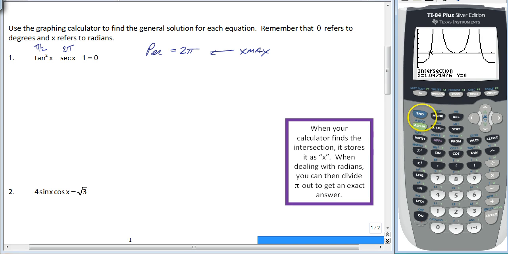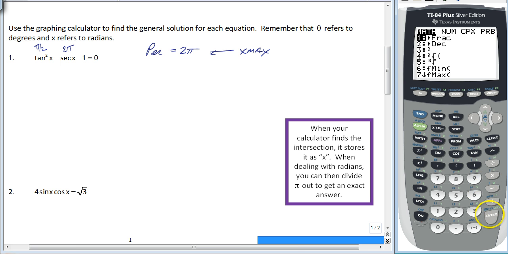So we're going to quit out of here. We're just going to do second quit, and the calculator will automatically store that as your x value. Just to show you, all you would have to do is press x equals, and you see you get that exact same value. So in order to change this into radians for an exact answer, we're just going to take our x and divide it by the pi key. That'll take out the pi, leaving you with 0.333.